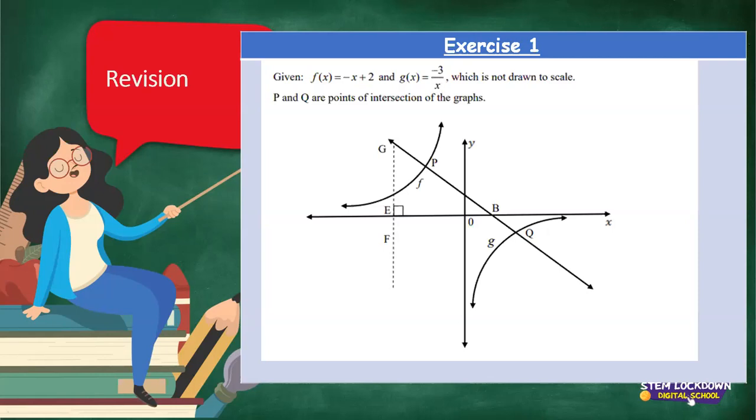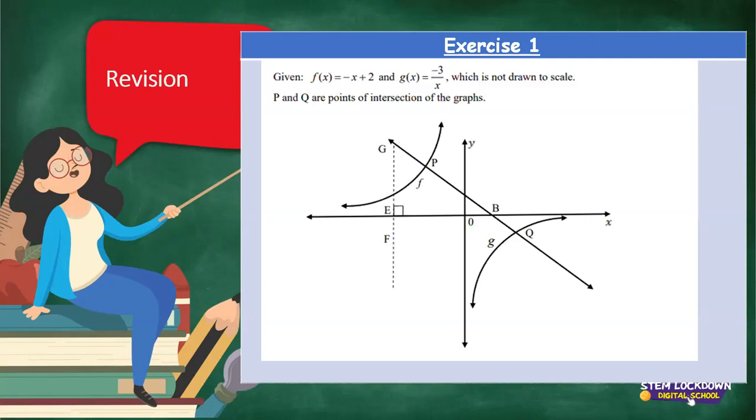We cross multiply. So we cross multiply, we have what? Minus x squared plus 2x equals minus 3 when you cross multiply. And then if you try to make the coefficient of x squared positive and rearrange the equation into the standard form, we have what? Positive x squared minus 2x minus 3 equals 0. Okay, we have positive x squared minus 2x minus 3 equals 0.